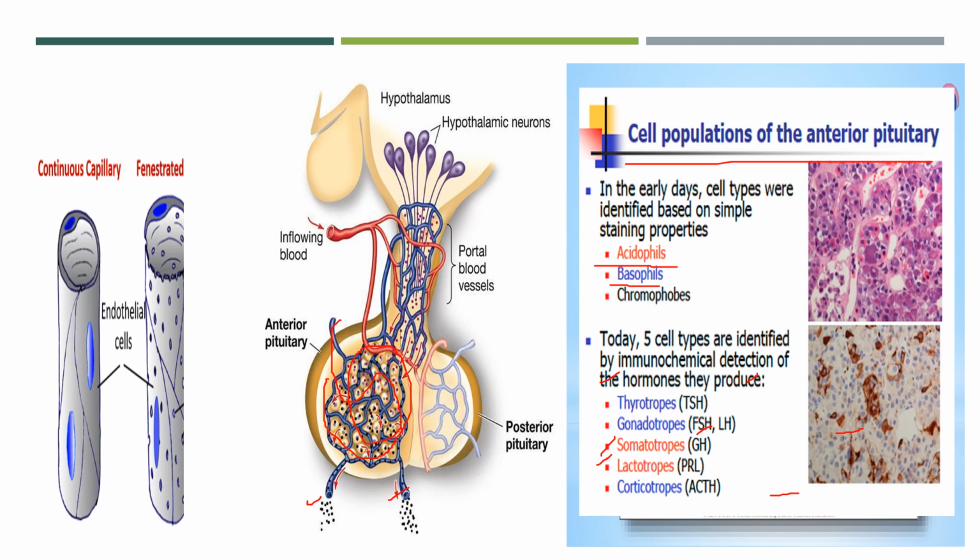So out of these 5 cell types, only 2 cell types are acidophilic. That is the somatotrophs that secrete the growth hormone and the lactotrophs that secrete the prolactin. The rest of the cells, that is the thyrotrophs, gonadotrophs and corticotrophs, are the basophilic cells. Chromophobic cells are usually less active and therefore have few secretory granules.